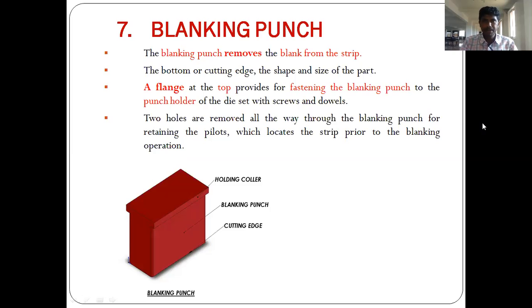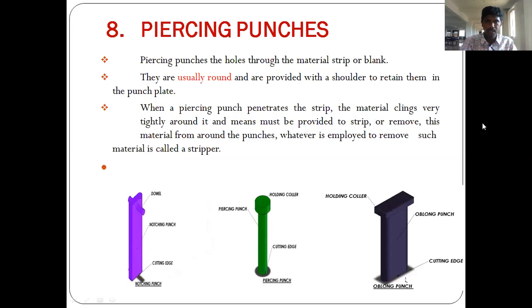Next, we have the blanking punch. Blanking, as you all know, is done by a punch which removes the blank from the sheet metal. The top of this blanking punch will be held in the punch plate. Next, similarly, the piercing punch is used to pierce holes in the product. Usually they are round, but it may be an oblong punch or any other shape as per the profile.